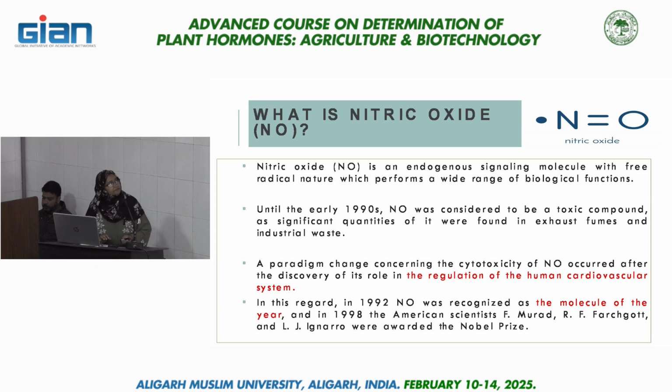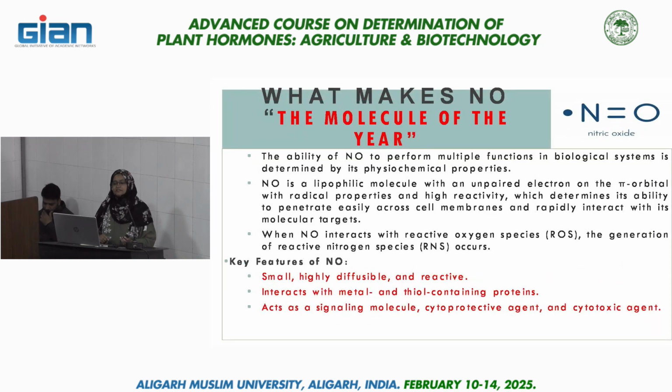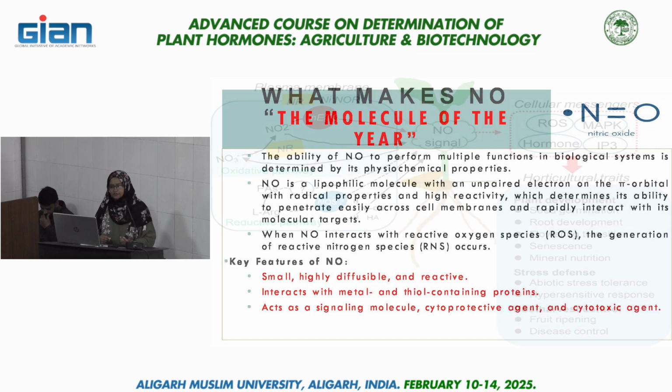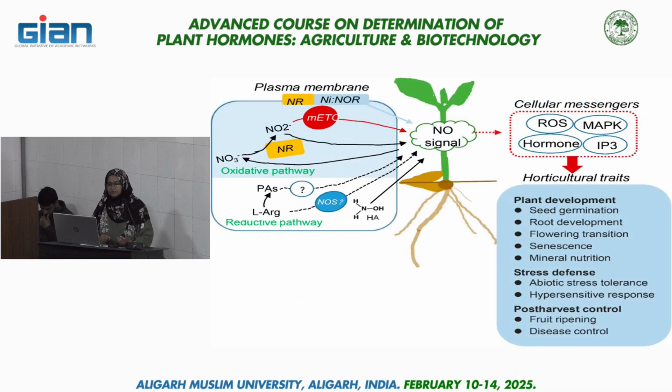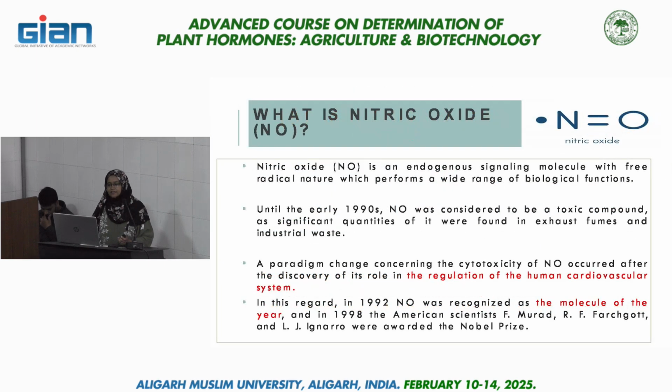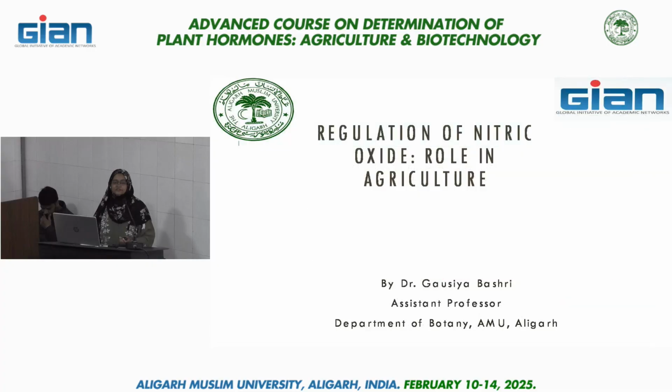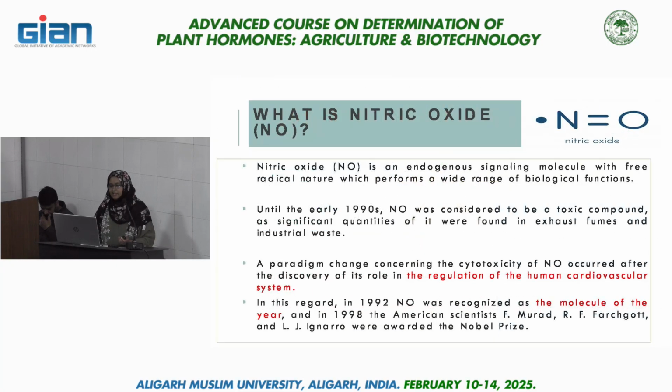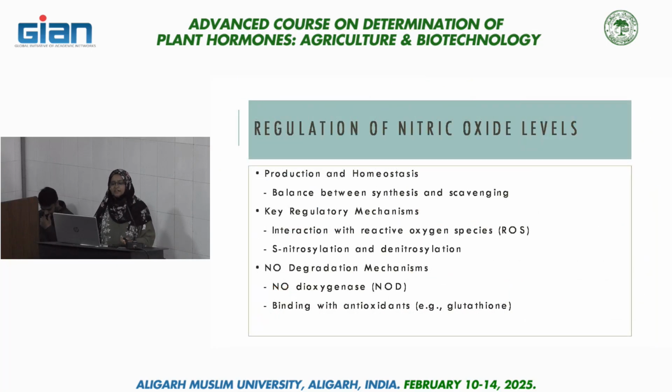If we look at the regulation of nitric oxide, there are three main pathways that impart the regulation. The first one is cellular homeostasis, which is achieved by synthesis and scavenging. Key regulatory mechanisms include interaction with reactive species and processes like S-nitrosylation and denitrosylation. Further, NO is degraded by some enzymes like NO dioxygenase, and it also binds with antioxidants like glutathione. That is why antioxidants are also very important for plants, as well as for the human system and animals.